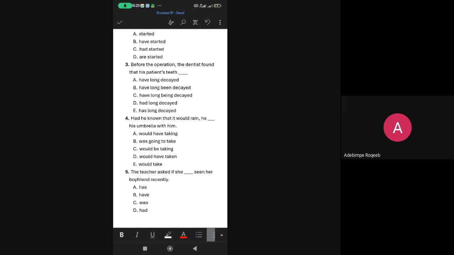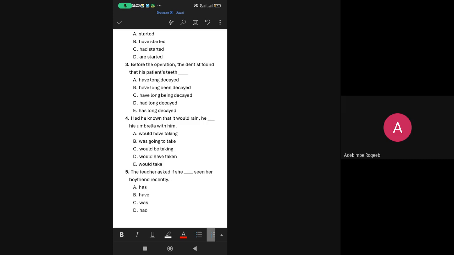Question 7. Musa asked Asmau what she dashed since he last saw her. Option A has been doing. Option B had been doing. Option C has done. Option D was doing and option E might be doing.